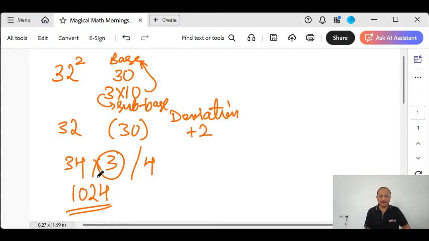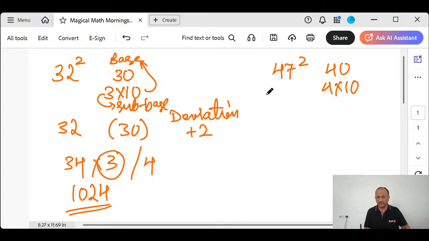Let's do one more example. See, when it is 2 digit, you can do the normal method also, like the vertically and crosswise multiplication. That is much easier. But this concept I'm explaining with the 2 digit number to make you understand. When it is a bigger number, I think this method is going to be helpful. Let's take 47 square. So 40 is the base, 4 into 10, 4 is the sub base, correct?